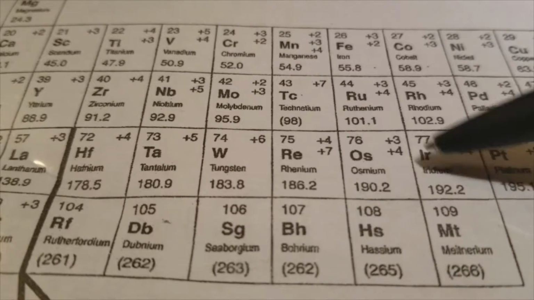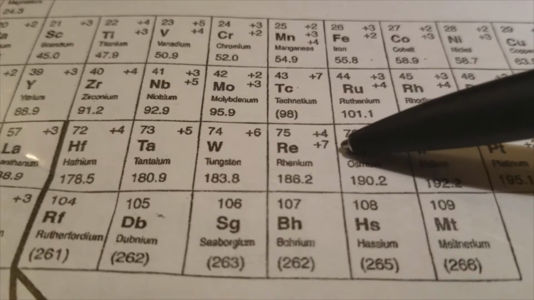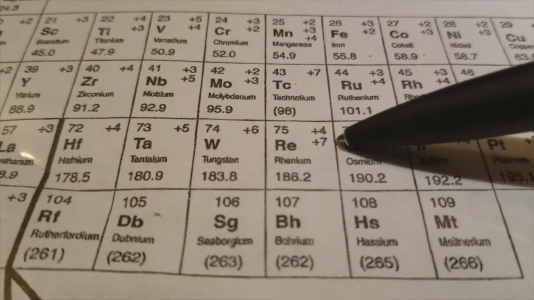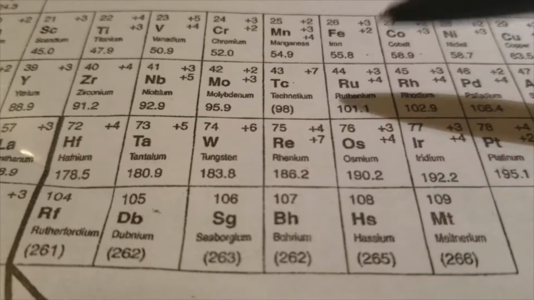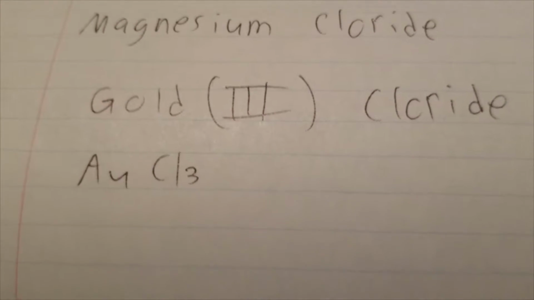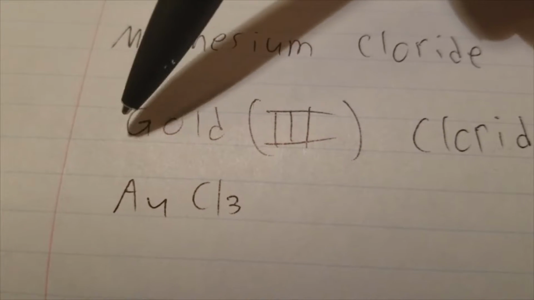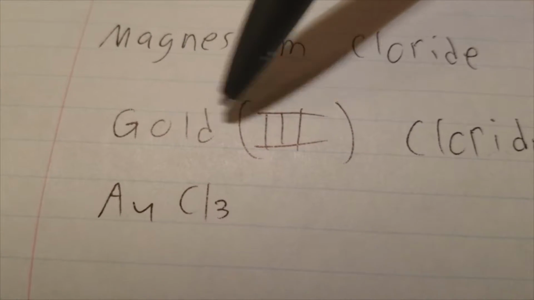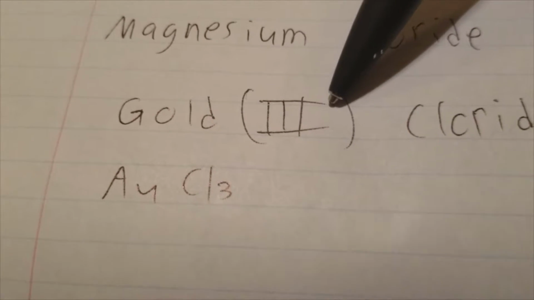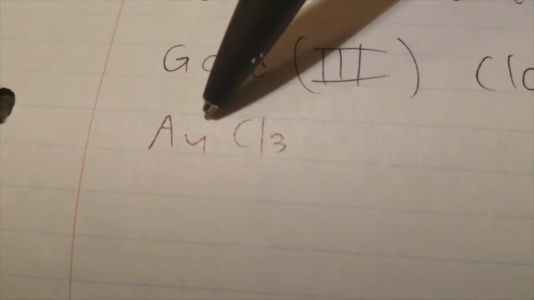Some metals can have multiple different charges. Take rhenium here, which has its most common charges as +4 and +7, and it can be others, but these are what you'll most often find it as. To write one, you'll show it by writing the word version, having gold as an example, and then its charge as a Roman numeral, and then the gas. You don't show the charge here in the symbol formula.